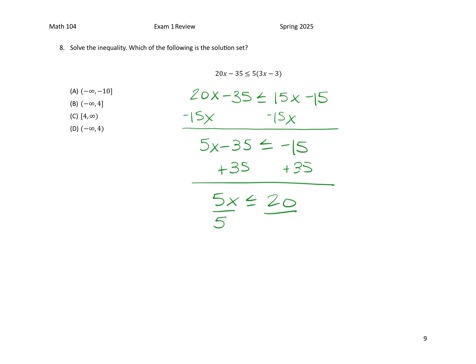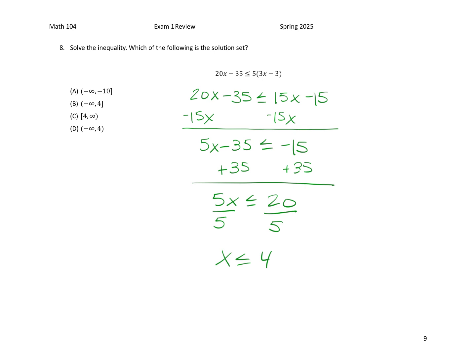Divide both sides by 5, which is a positive number. So I'm now dividing, but I'm dividing by a positive number, so the alligator does not move, only if you divide by a negative. So I get x is less than or equal to 4.